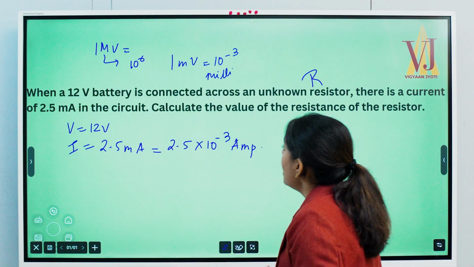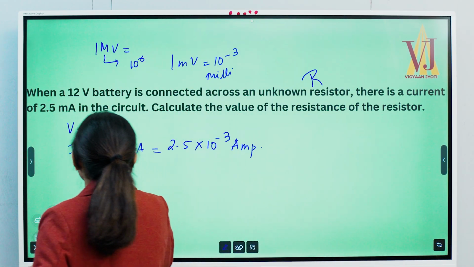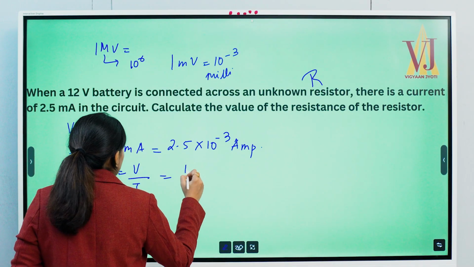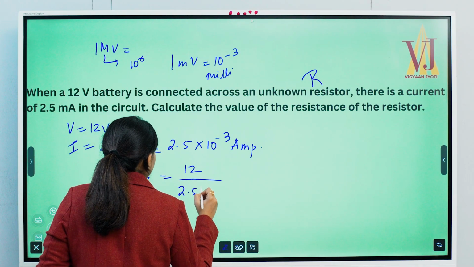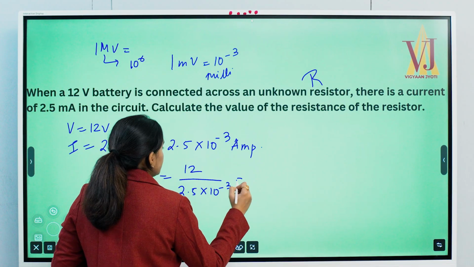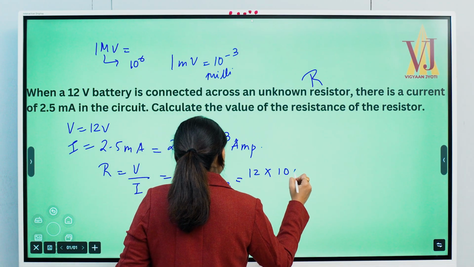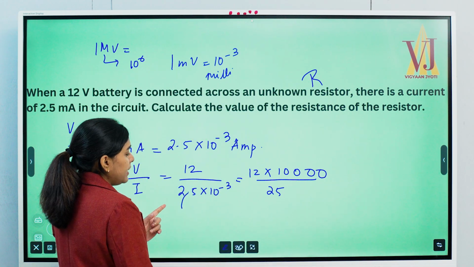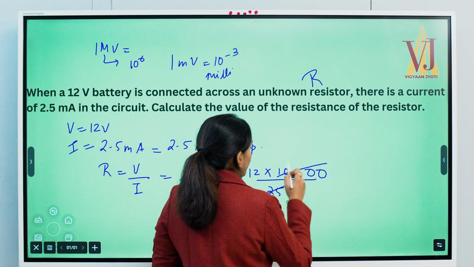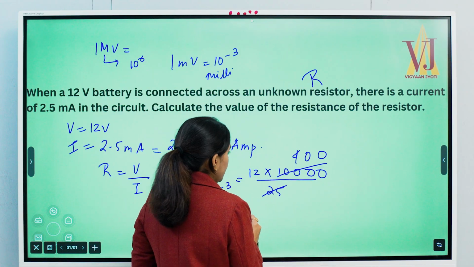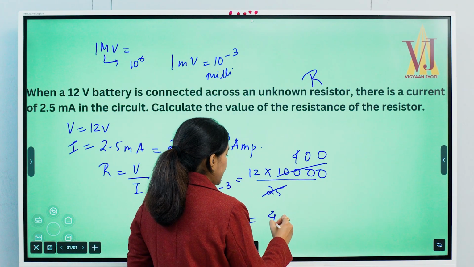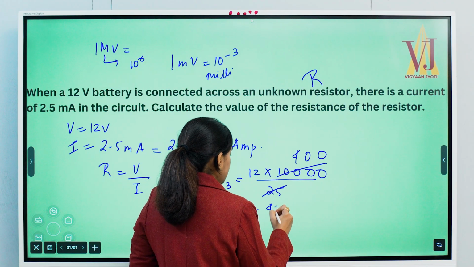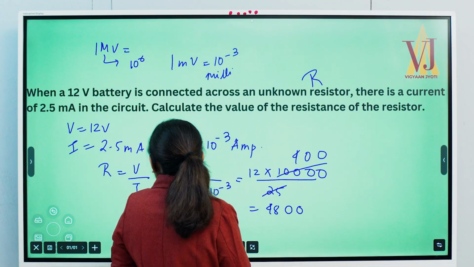Next, calculate the value of the resistance. That means R is equal to V by I. Fine. So what's my voltage? 12. What's my current? 2.5 into 10 to the power minus 3. So 10 to the minus 3 will go up, and down here it will be 25. Append another 0 because I will eliminate this decimal. 25 fours are 100, so 2 more zeros will be there. 12 fours are 48, and there will be 2 zeros.